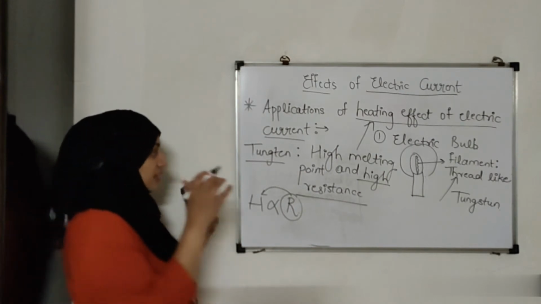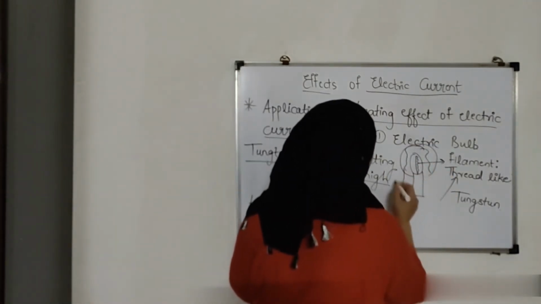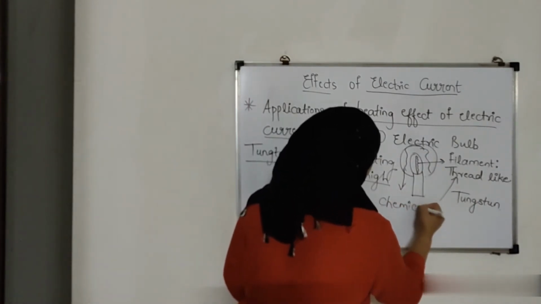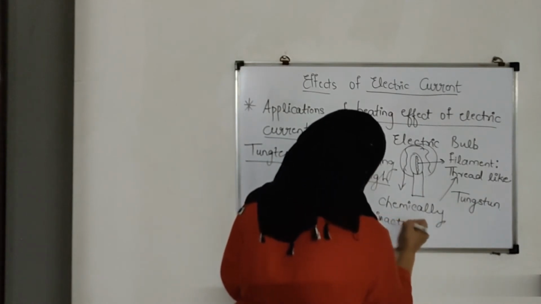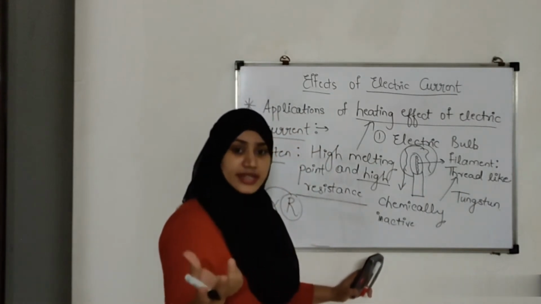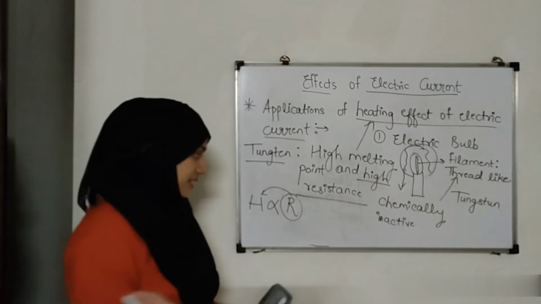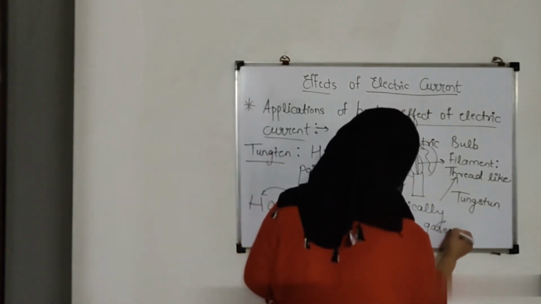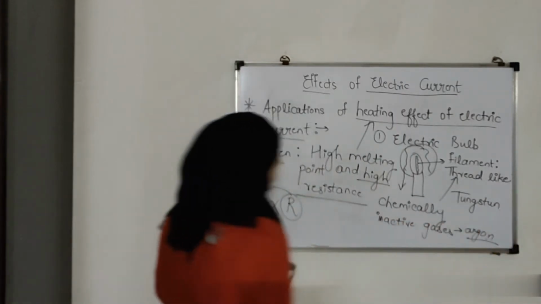And further, chemically inactive gases are put in the bulb. Why? So that it doesn't undergo oxidation. Oxidation is not there, so its life increases. Which are the chemically inactive gases? Argon and such.